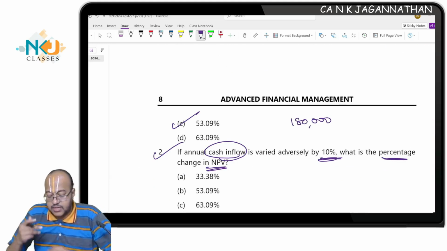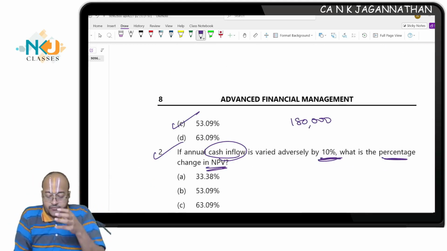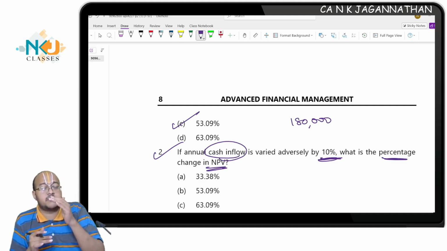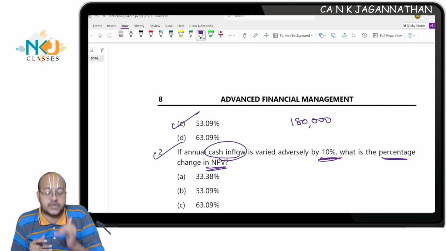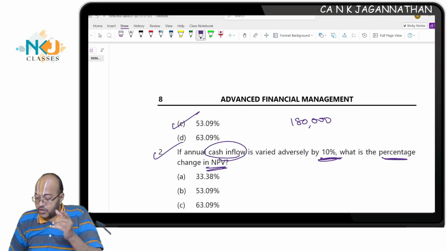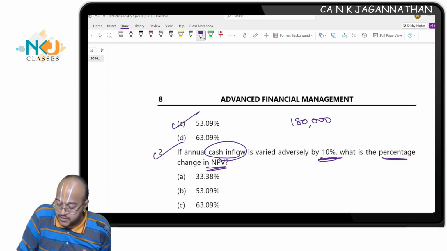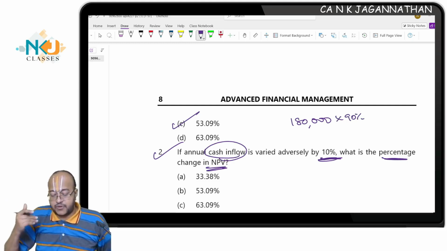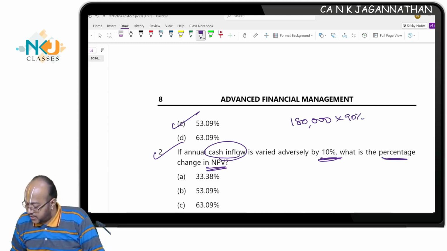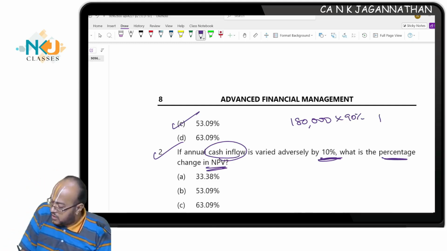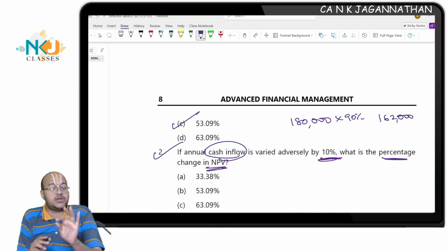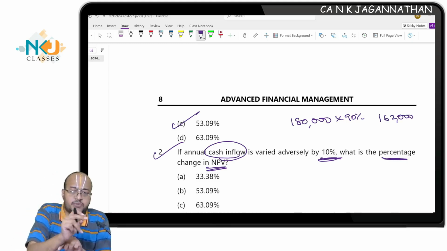It varies adversely by 10%. Now you tell me if this is the profit amount or cash flow. Varies adversely means it is decreasing. If it decreases by 10%, what should you do? 1,80,000 into 90%, because it drops by 10% from 1,80,000. How much is that? 1,62,000, which means the annual cash inflow becomes revised to 1,62,000.